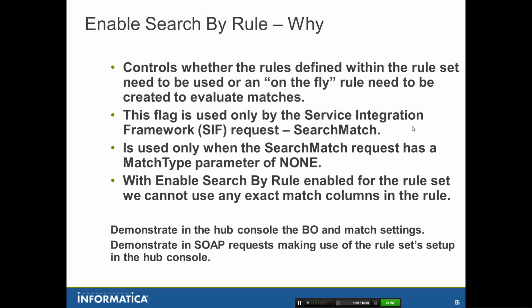So, what does this property do? As the name suggests, if I enable search by rule, I'm letting the system know that I want to search by rules that have been defined as part of the rule set. If I have enable search by rule disabled, I'm letting the system know that it can create an on-the-fly rule based on the data which is passed in.